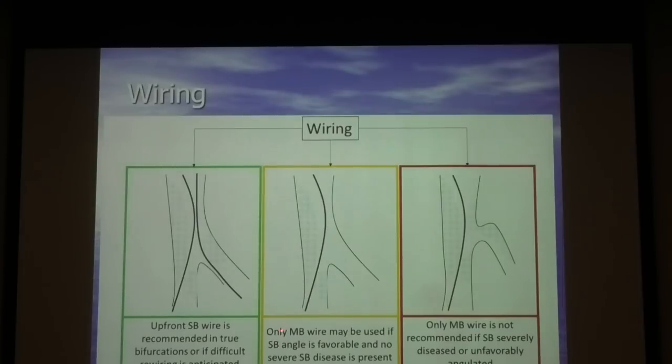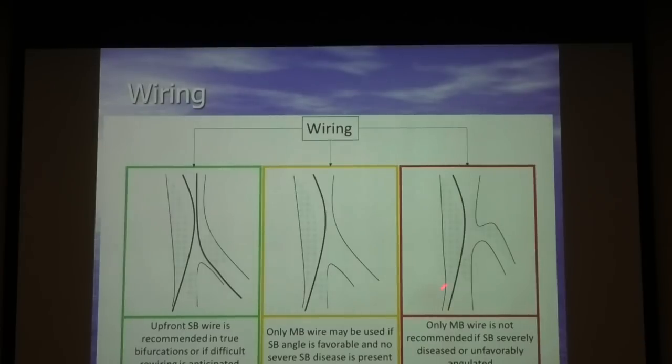Now, wiring only main branch may be useful if side branch angle is favorable and no severe side branch disease. If the side branch is free of significant disease and the angle is favorable, you are not obligated to wire it before you treat your main branch and the LAD.